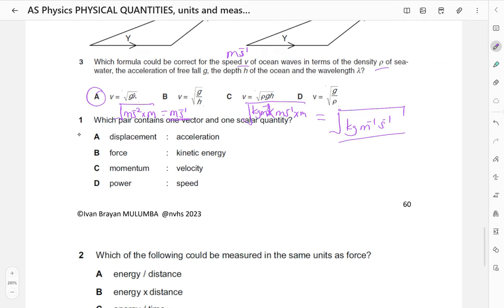Which pair contains one vector and one scalar? These are both vectors. The force is a vector, kinetic energy is a scalar, so the answer is B. Velocity and momentum are both vectors. Power and speed are both scalars.